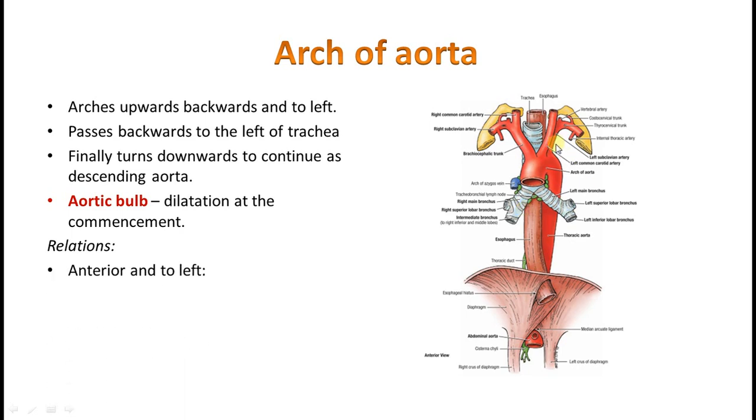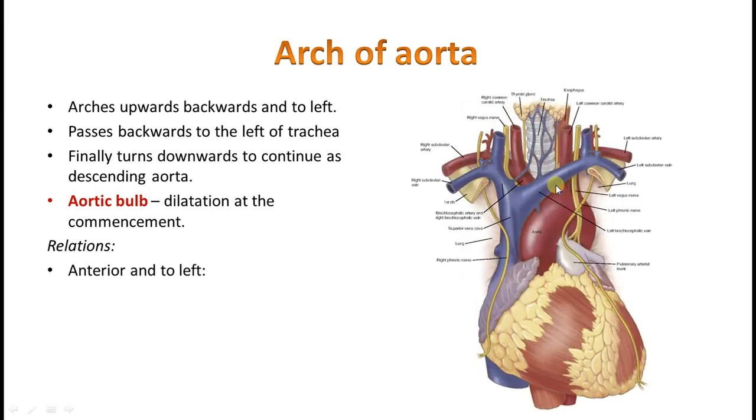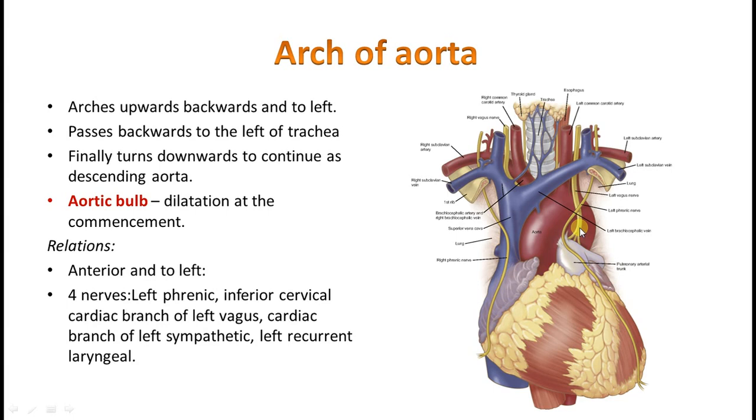So anteriorly and to the left, mainly you have four nerves. Mainly these nerves are the phrenic nerve, the superior cervical cardiac branch and the inferior cervical cardiac branch. So you have the left phrenic nerve, superior cervical and inferior cervical cardiac branch.